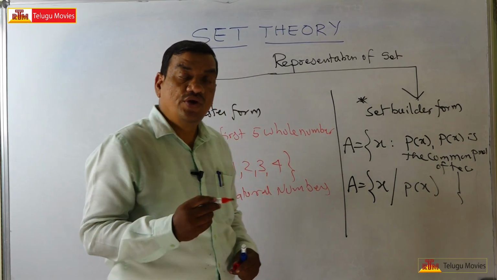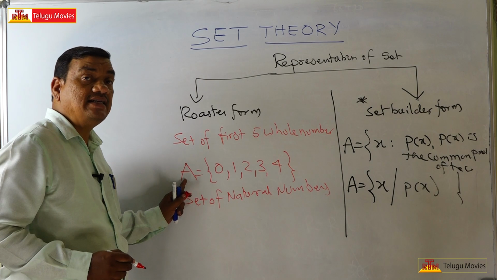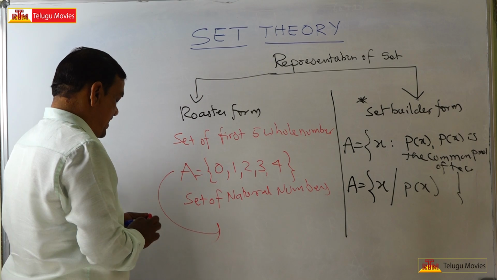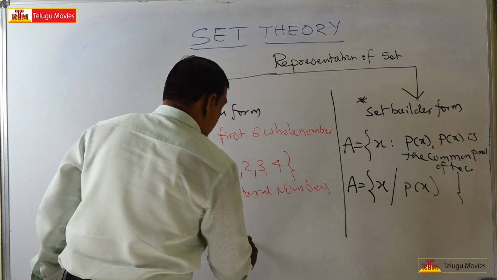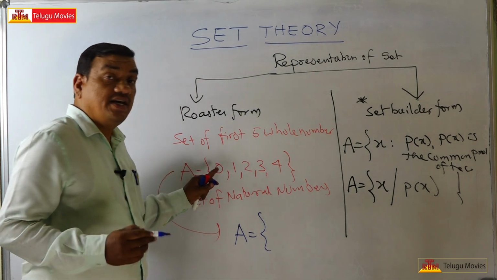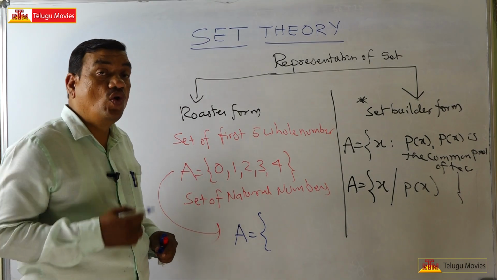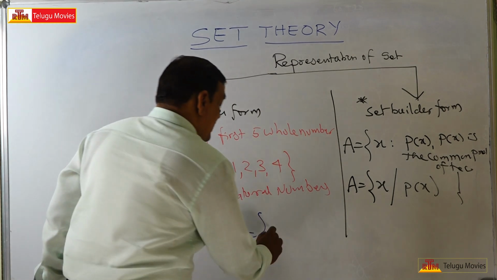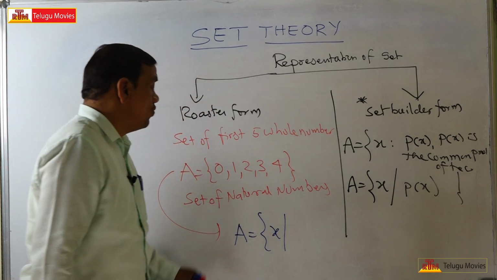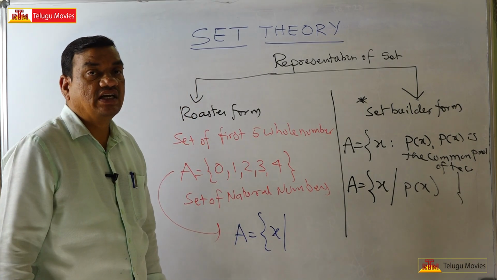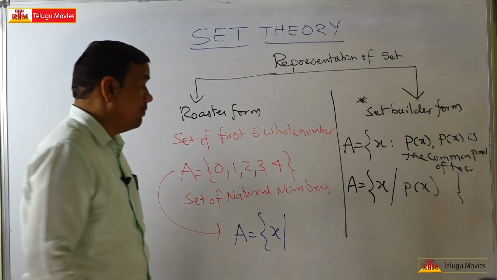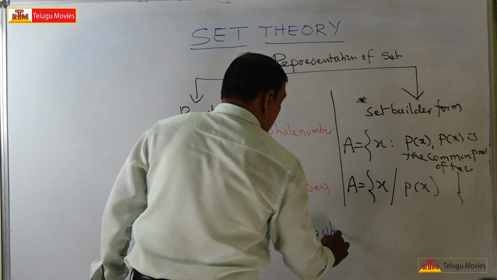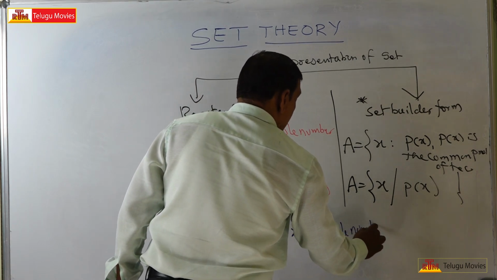For example, if you want to represent this set in set builder form, how to present it? See here. First, I will write A is equal to, flower bracket. Here 0, 1, 2, 3, 4, and so on are there. Let us represent that number as a letter X, such that. What are 0, 1, 2, 3, 4? They are whole numbers, such that X is a whole number, comma.